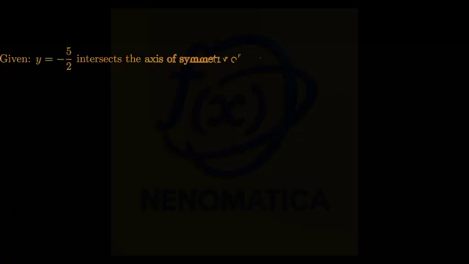Example: we will solve this quadratic geometry problem step by step. The line y equals -5/2 intersects the axis of symmetry of the parabola y equals 1/2 x squared minus 3x plus a on the parabola itself. Find the value of a.